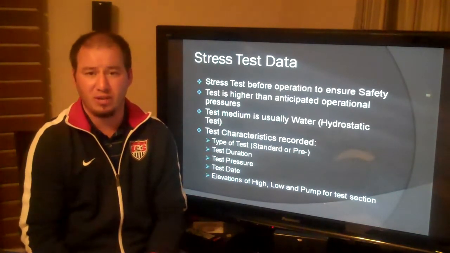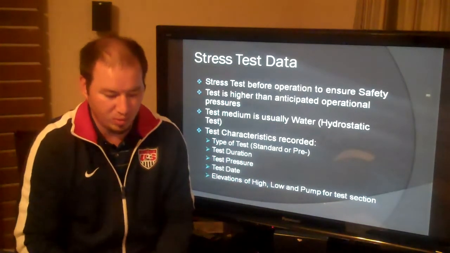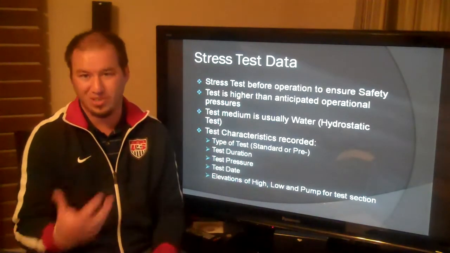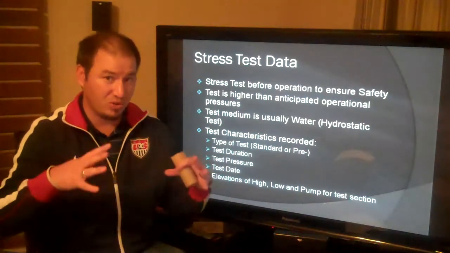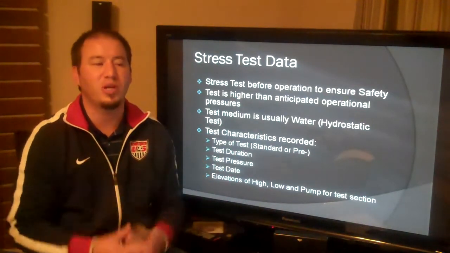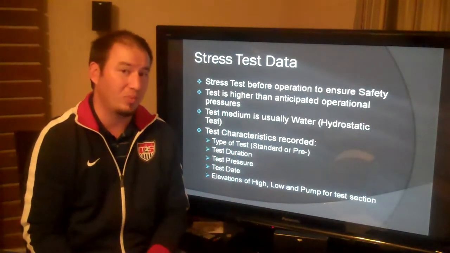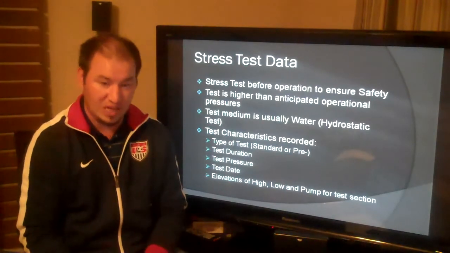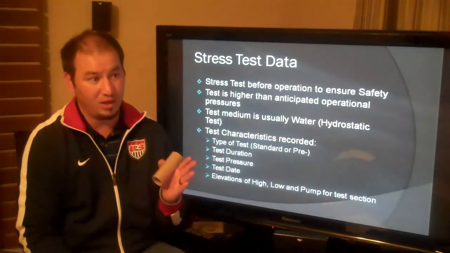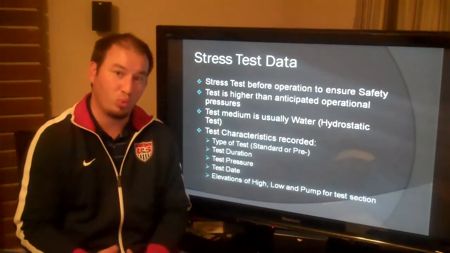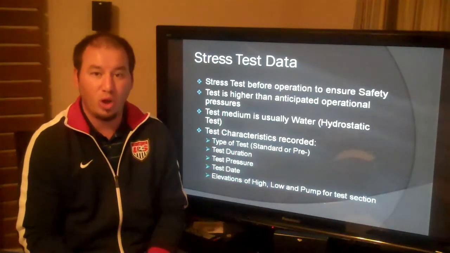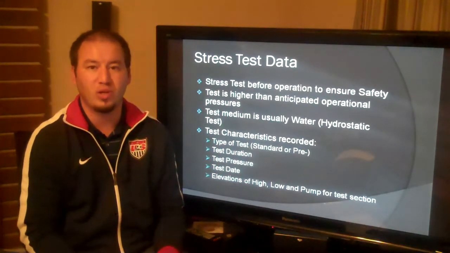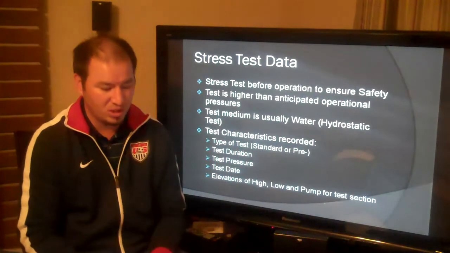Stress test. It's obviously very important for us to test our pipes. We've got to make sure that they're safe. How we usually do this is we basically pump them up full of water. We call this a hydrostatic test. We bring that up to a certain pressure depending on what the characteristics of the pipe can handle, but we need to know the type of the test, whether it was done in construction or whether it was done pre-construction. We need to know how long it was to be compliant. We usually have to hold that test for at least 8 hours.